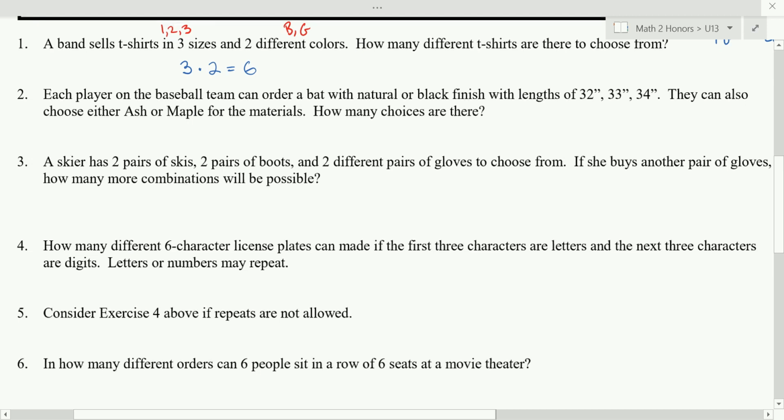So how many different 6-character license plates can be made if the first 3 characters are letters and the next 3 are characters or digits? Letters and numbers may, in this case, repeat. So how many letters are in our alphabet? We've got 26 letters, A through Z. How many digits are in our numerical system?